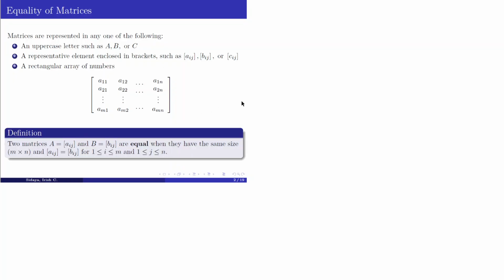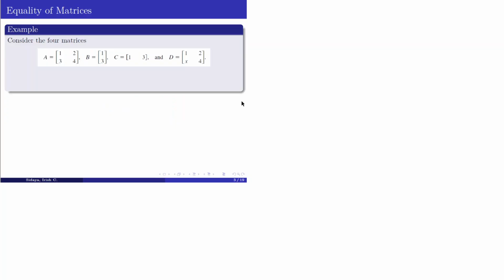Now, for the equality of matrices, we have two matrices A and B are equal when they have the same size, say m by n, and each corresponding element Aij and Bij are equal. For example, consider these matrices A, B, C, and D. Observe that A and B are not equal since they are of different sizes. Also, notice that A and C still have different sizes, so they cannot be equal.